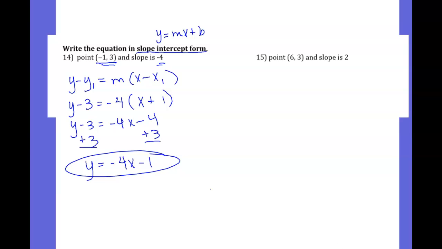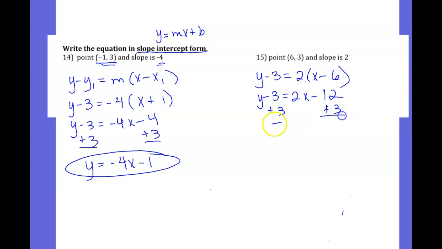15, we're going to do the same thing. You might want to pause the video and try it yourself. I'm going to get y minus 3 is equal to 2 times (x minus 6). I just put it into point-slope form. I'm then going to distribute it: y minus 3 equals 2x minus 12. And then I add my 3 to both sides. Y is equal to 2x minus 9.